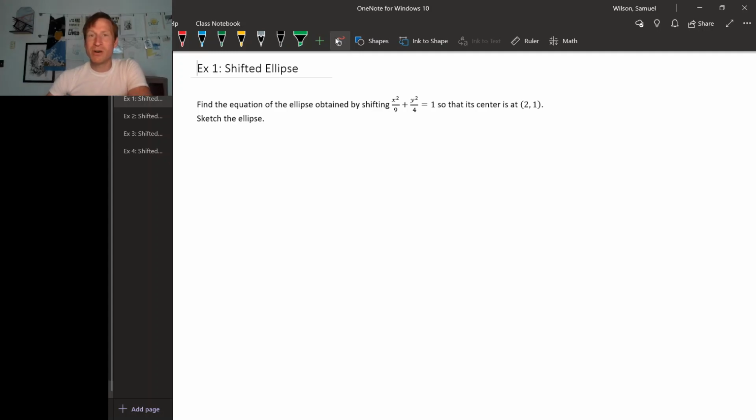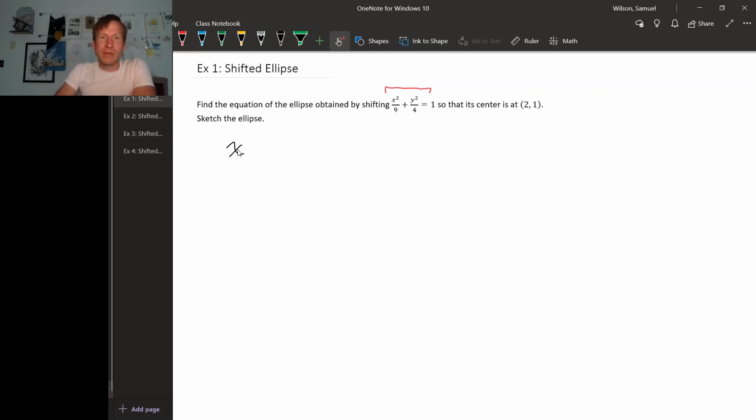Let's use what we know about conic sections and shifting to find the equation of some conic sections that aren't centered at the origin. So for our first example, let's find the equation of the ellipse that we get by shifting this ellipse so that its center is at (2, 1) instead of at the origin. And while we're at it, let's sketch this ellipse as well.